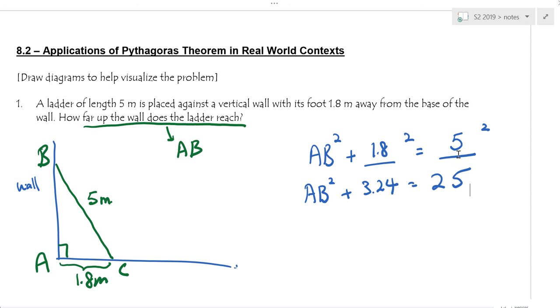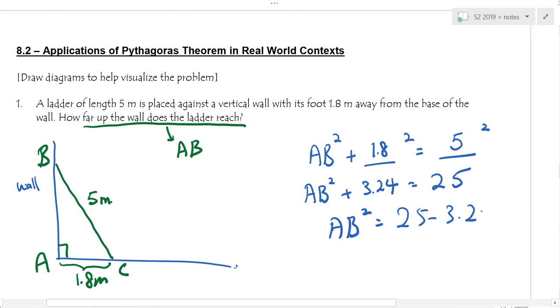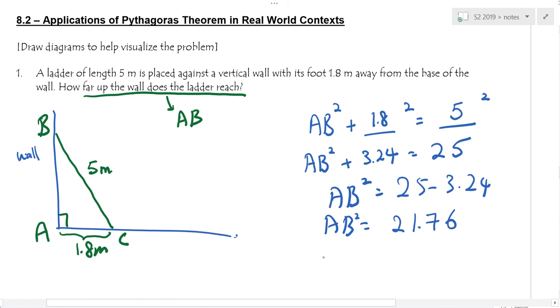Did I do the calculation wrongly? So 1.8 squared is 3.24, right? Sean, how do I continue? AB squared will be equal to what? How do I remove the 3.24? 3SF. What's the answer? 21.76. Okay. There's a square there. Now, how do I calculate without the square? What must I do? Square root.